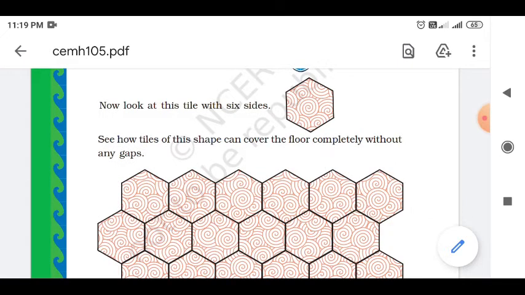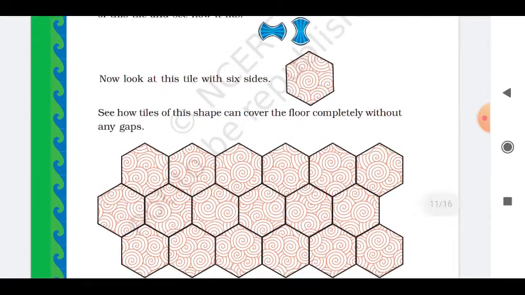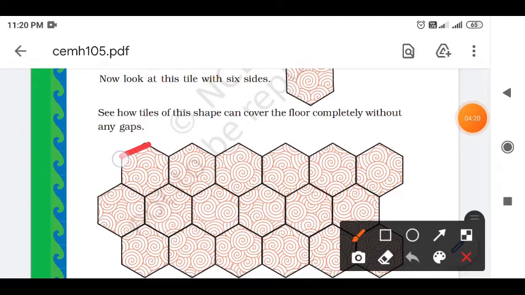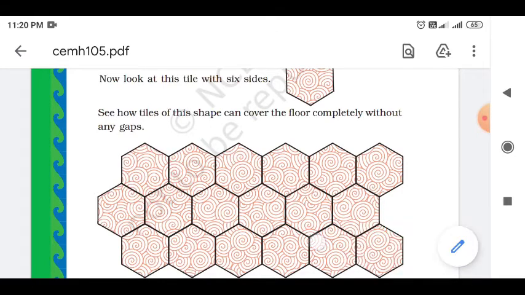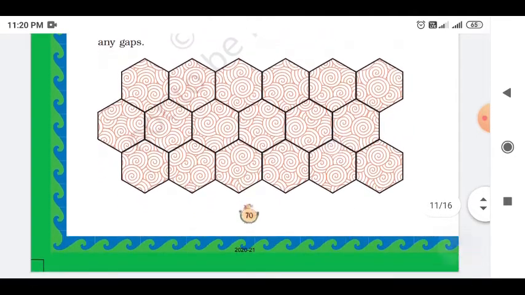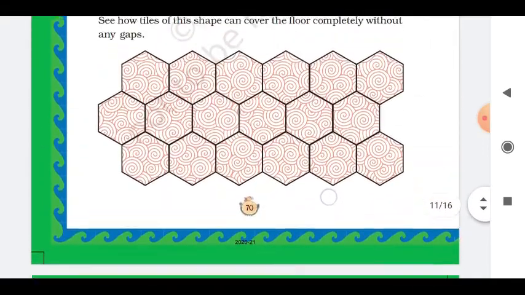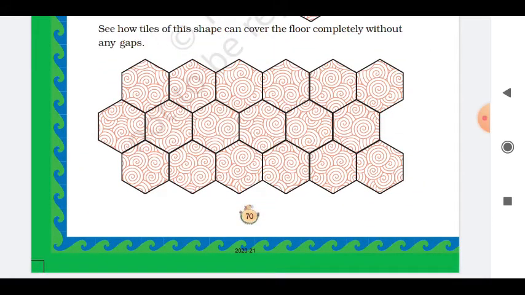So here, 6 sides means it is called a hexagon. See how tiles of this shape can cover the floor completely without any gap. You can observe here the tiles are arranged without any gap. They are arranged like that. So this is one floor pattern. Here it is a hexagon, and you can observe they are completely arranged, with no gap between the tiles, right?